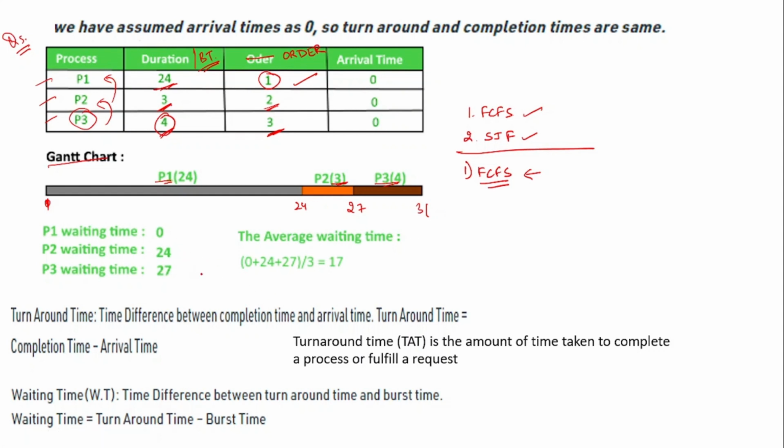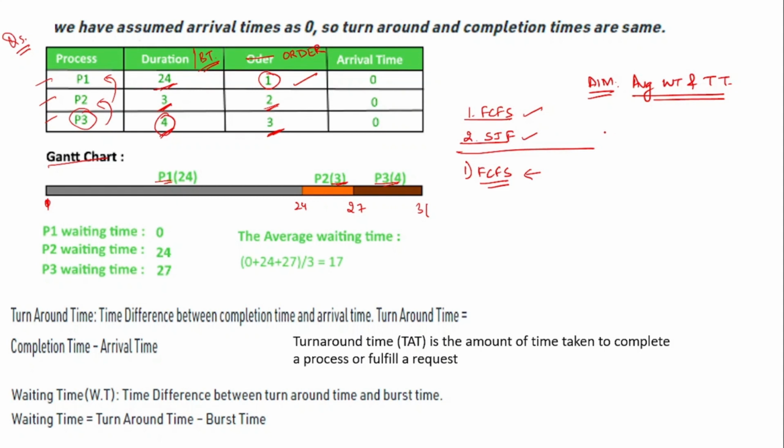Now I will be calculating the waiting time and average time. In all the scheduling algorithms, our main aim is to calculate the average waiting time and turnaround time of the processes. In order to calculate the average waiting and turnaround time, I need to first calculate the waiting time and turnaround time of each and every individual process.